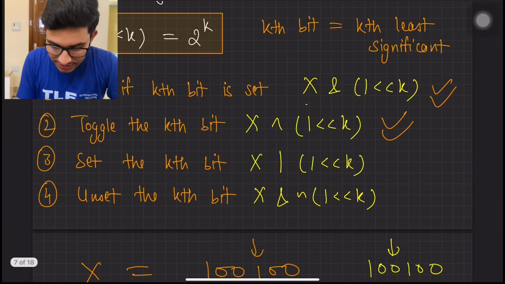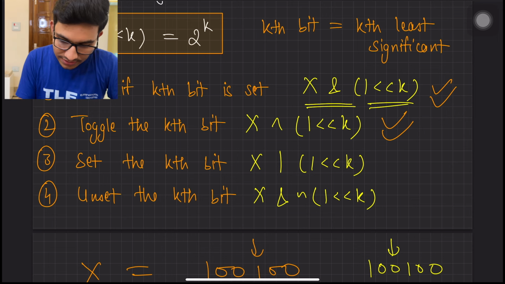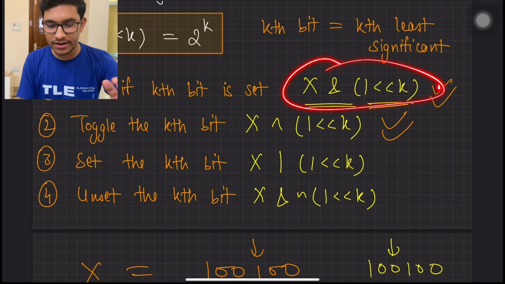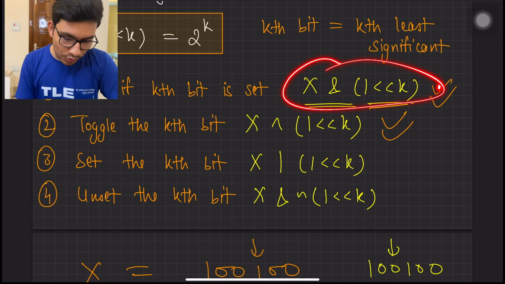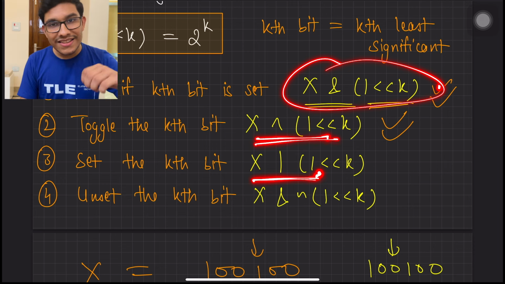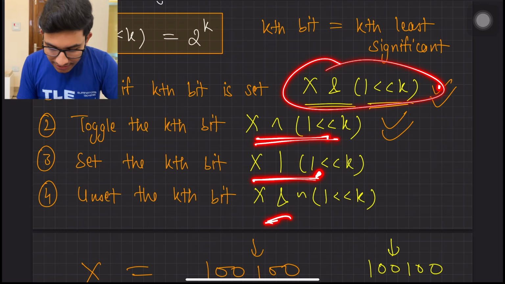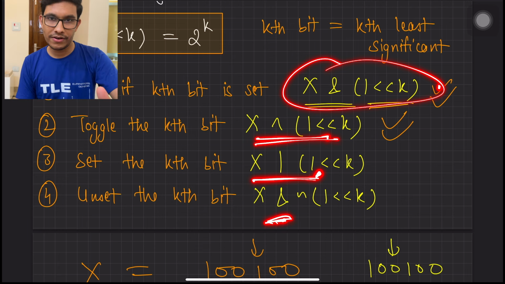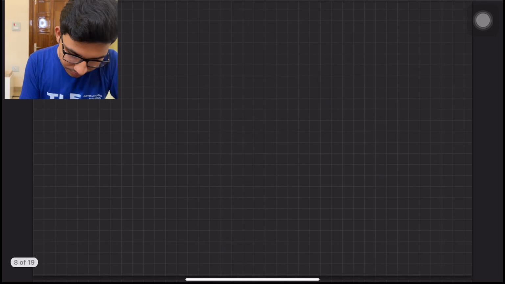If you want to check if the kth bit is set or not, just use this x AND 1 left shifted by k. If you want to toggle the kth bit, use XOR. If you want to set the kth bit, use OR. And if you want to unset the kth bit, take the AND with the NOT of 2 to the power k. Okay, look at it like this.